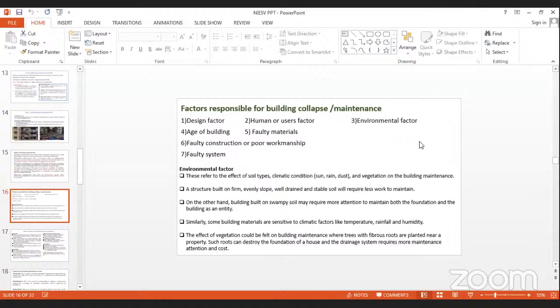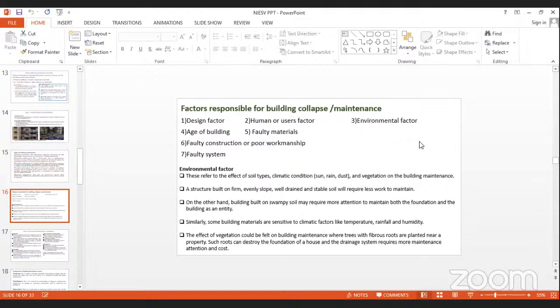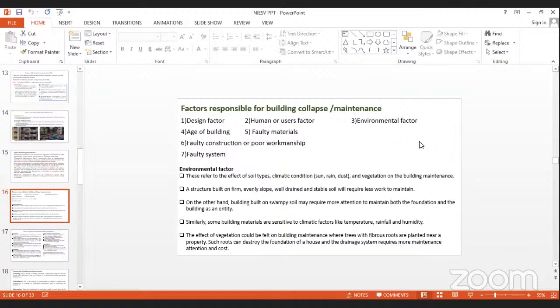Climatic conditions too. For example, when you don't have your DPM in place, that is your damp-proof membrane, water will just be seeping from the foundation up into your house. And that is why you see some areas very close to the floor of your house wet, because there's a problem. Water is seeping through into your house from the foundation. Probably your DPM, your damp-proofing membrane, has a problem.